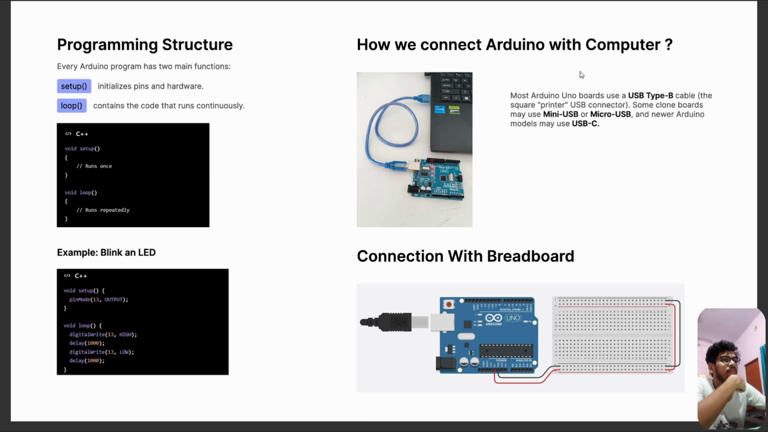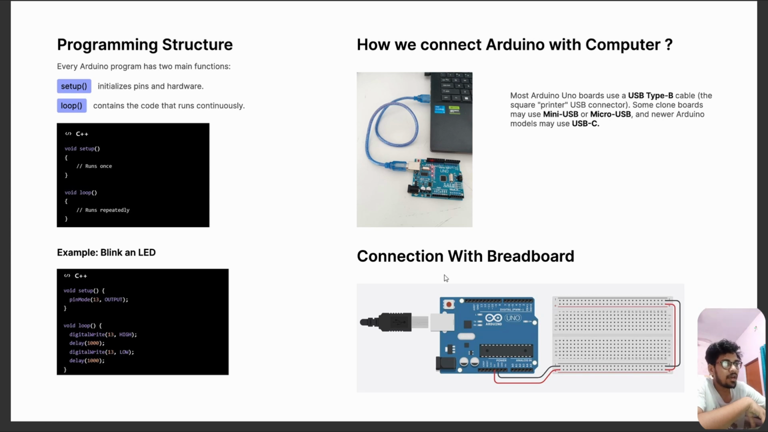So how do we connect the Arduino to the computer? You can see this is a cable, a type B cable, connected to the Arduino, and these LEDs turn on. We connect it to the USB port of the laptop. Most Arduino Uno boards have a USB type B cable. Some clone boards may use mini USB or micro USB, and some Arduino models may use USB-C, but most Arduinos use a USB type B cable.